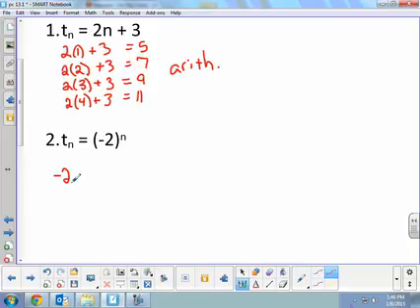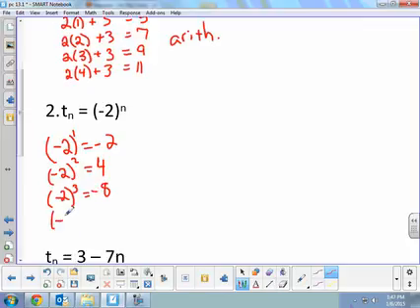Again, just plug in: -2 to the first, -2 squared, -2 cubed, and -2 to the fourth. This one would be geometric, because what I'm really doing is I'm multiplying by -2 each time.